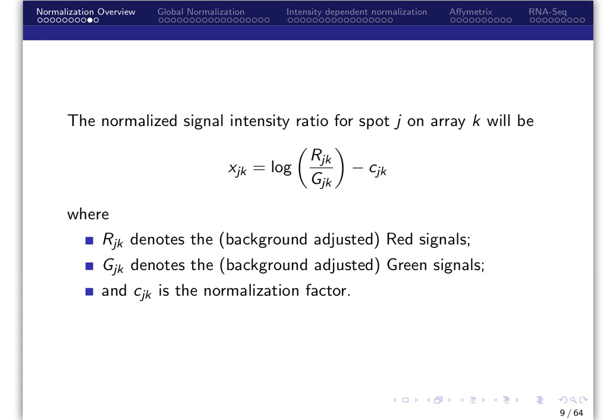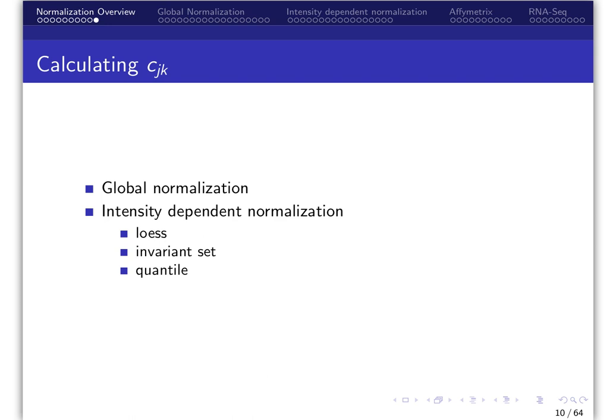The normalized signal intensity ratio for spot j on array k is given by this equation, where R sub jk denotes the red signal intensity of spot j on array k, G sub jk denotes the green signal of spot j on array k, and C sub jk is the normalization factor for spot j on array k. There are various approaches for calculating C sub jk for custom spotted arrays. This includes global normalization and intensity-dependent normalization. There are various intensity-dependent normalization methods, including loess, invariant set, and quantile normalization. We will look at each in turn.